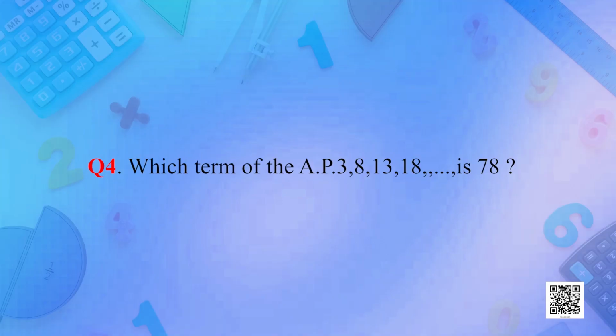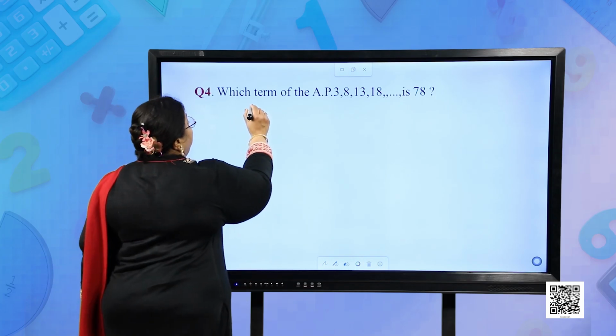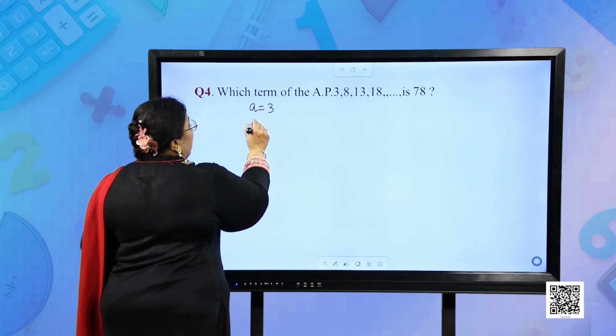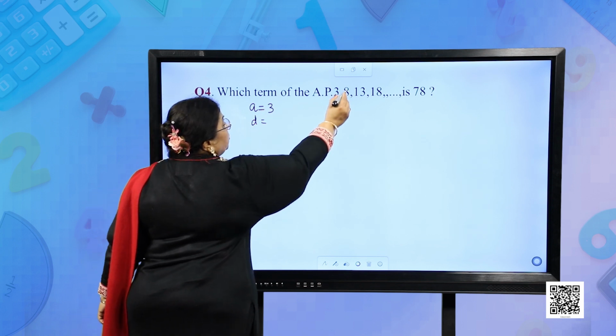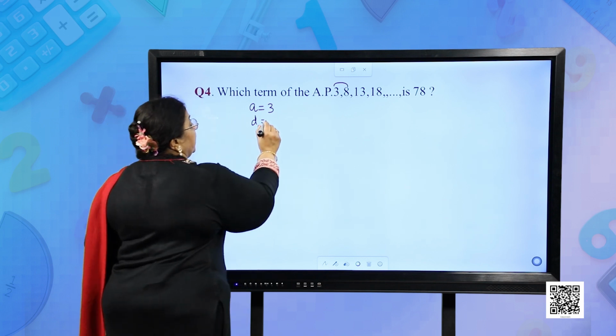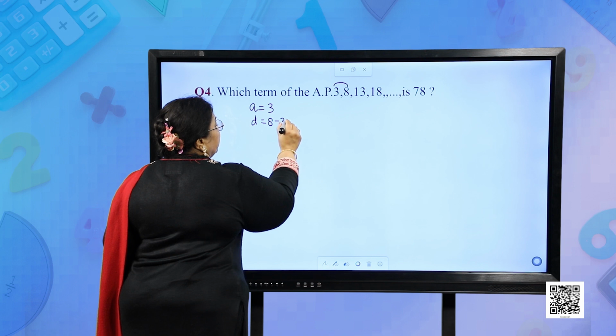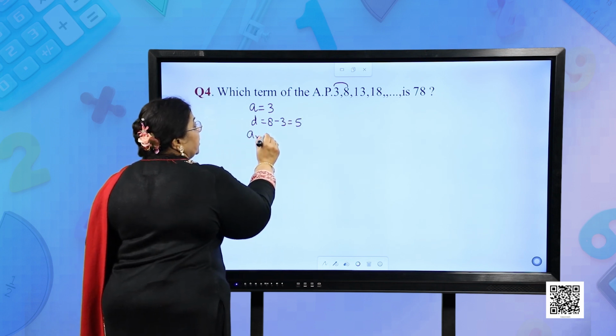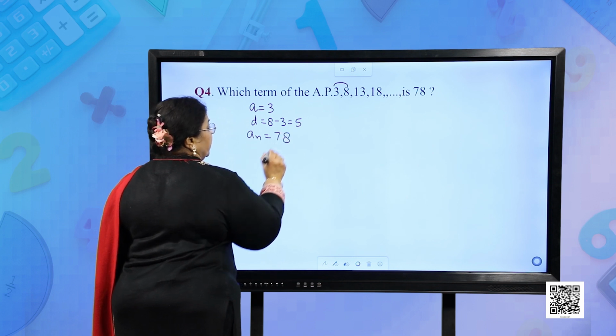Which term of the AP 3, 8, 13, 18 is 78? Beautiful question. Let us note down what is given to us. A is 3 and what is common difference? Common difference you always calculate by subtracting first term from second term, that is 8 minus 3 is 5 and an is given to us as 78.